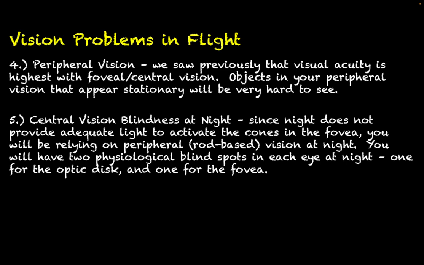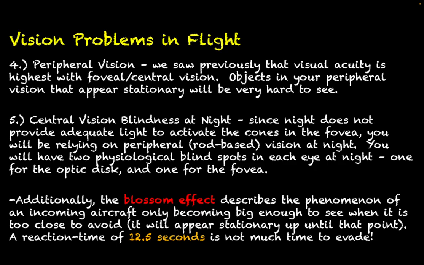Central vision blindness at night. Since night does not provide adequate light to activate the cones in your fovea, you're basically going to be relying on your peripheral or rod-based vision at night. So if you're flying completely in the dark, your cones are not going to be working at all. Remember, the cones are not all that sensitive. They need lots of light to function properly. So basically, if you're flying at night, you are going to have two physiological blind spots in each eye, one for the optic disc and one for the fovea. And we will talk about strategies to overcome this a little bit later.